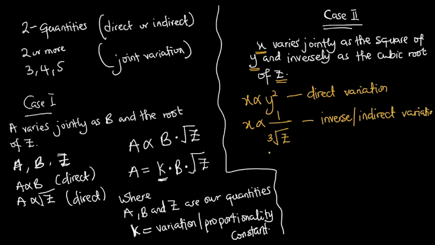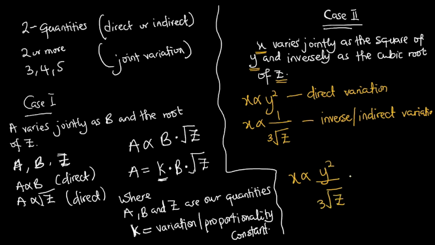Okay, so if we combine these two, we get what we call the joint variation between X, Y, and Z. So let's do that. To combine it, we simply multiply this and this, whilst maintaining the variation sign. So we have S varies as Y squared on the cubic root of Z.